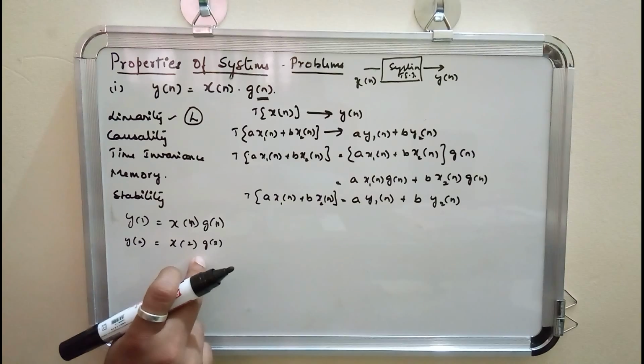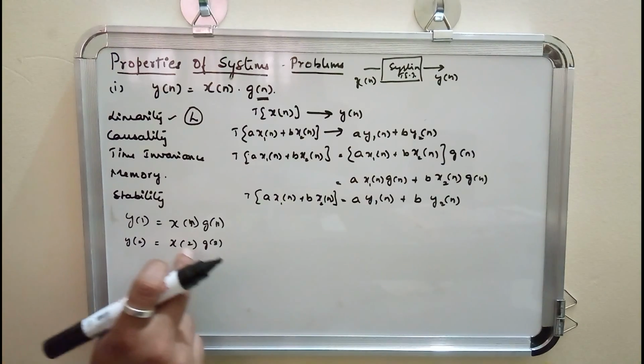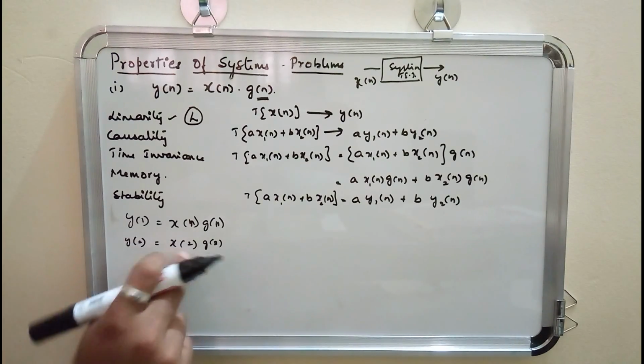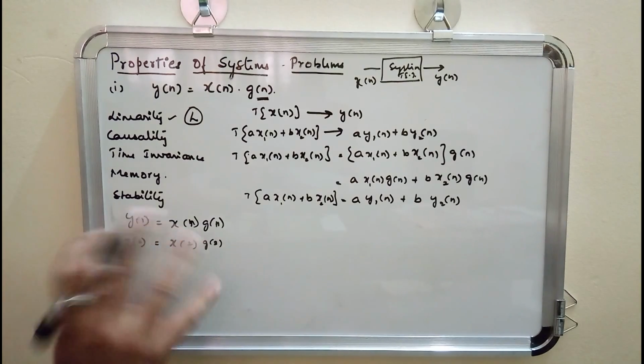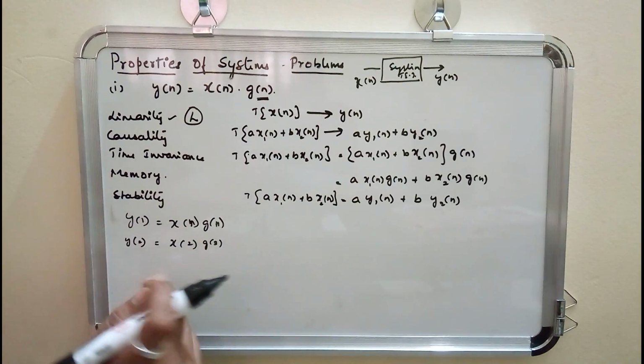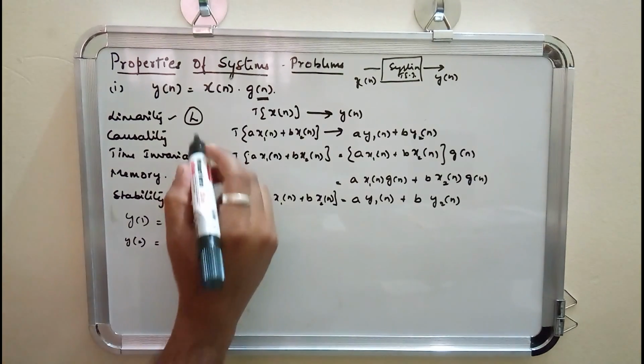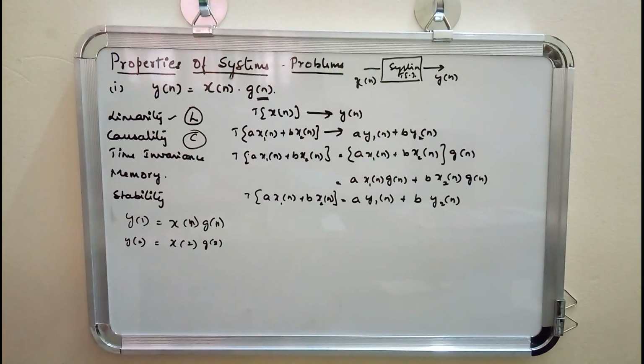So the system is said to be causal. From the definition of causality, if the output at one instant depends upon the input at the same instant or the previous instant, the system is said to be causal. So this criterion holds good here, and the system becomes causal.